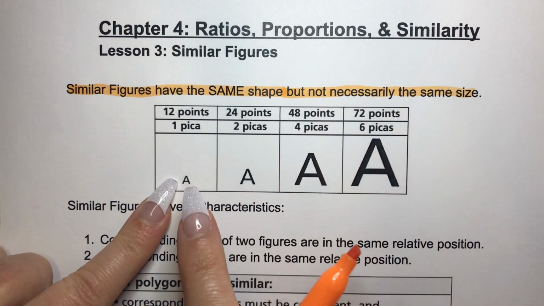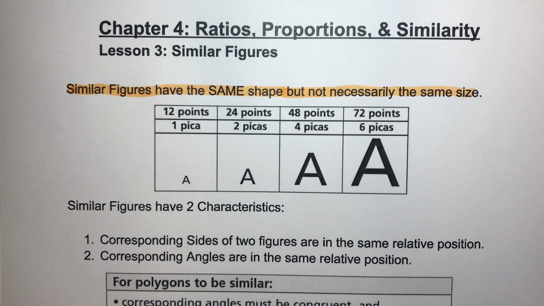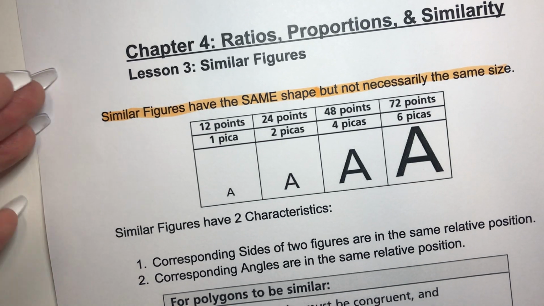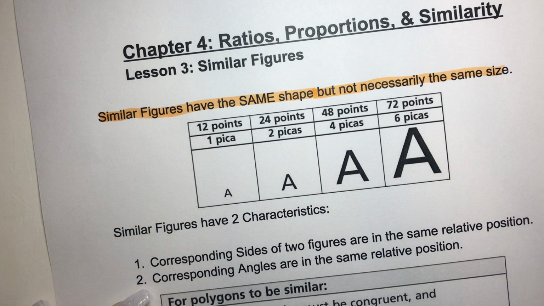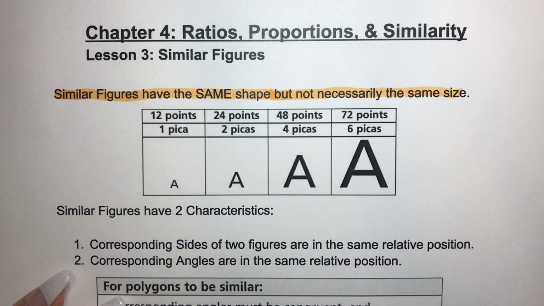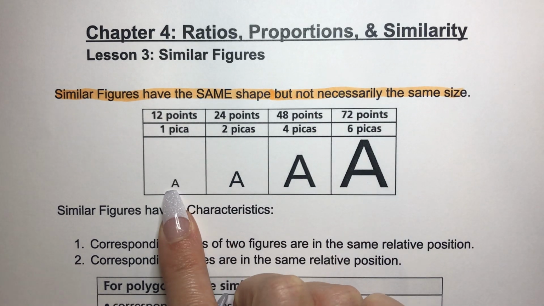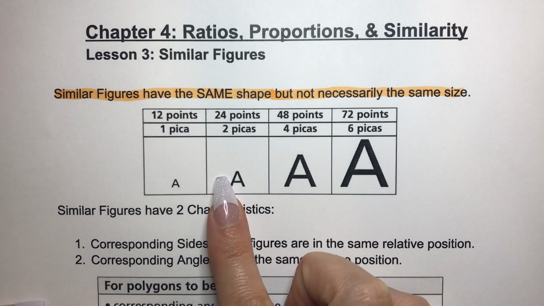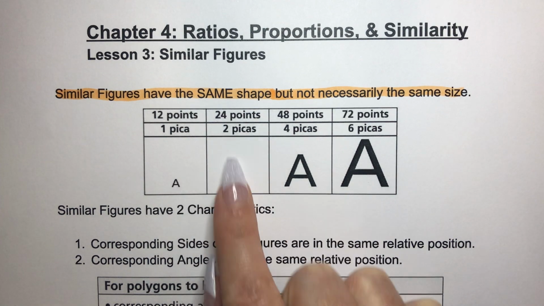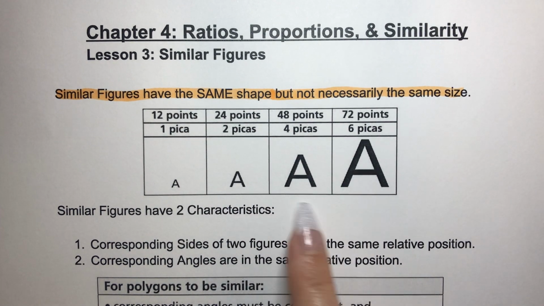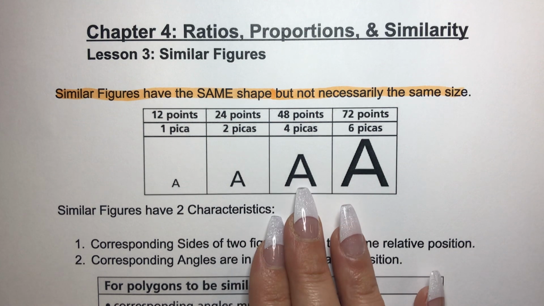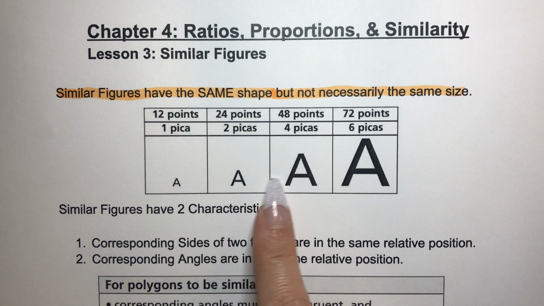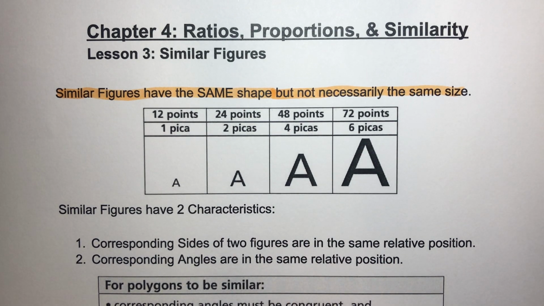So I really like this picture right here because this shows similar figures. Okay. This shows similar figures. So we have the A, right? And it's all the same shape, but they have different sizes, right? This is a 12 point, then 24 and 48 and 72 and such. So I think that this is a very, very excellent illustration of what similar figures are. They have the same shape, but not necessarily the same size.